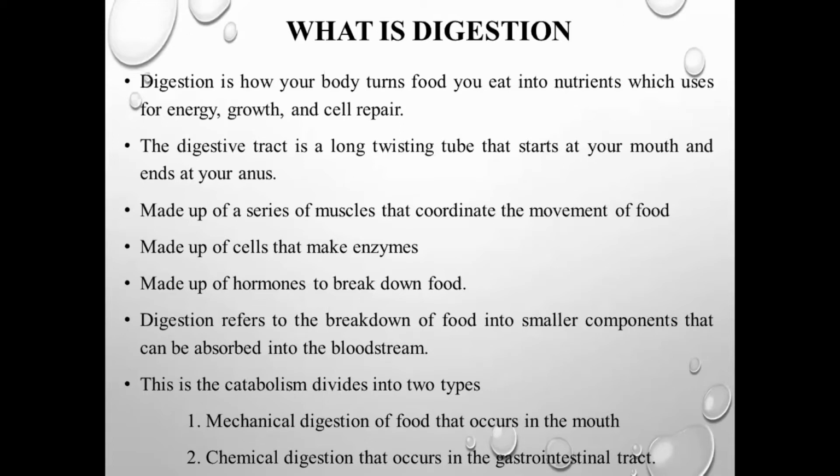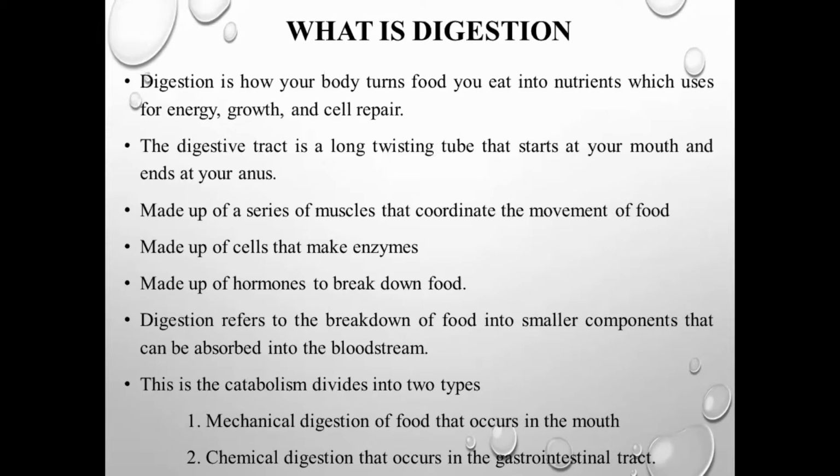So the food which we consume has to be digested in some way, and we have to get the nutrients. The digestive tract is a long twisting tube that starts from your mouth and ends at the anus. From your mouth till the anus, we have the digestive system. This is made up of muscle that can coordinate the movement of the food. All the tubes and parts of the digestive system are made up of smooth muscle which has an elastic property.